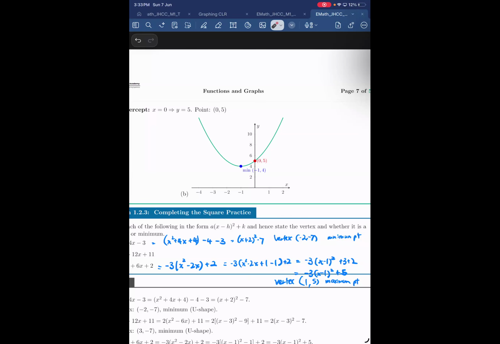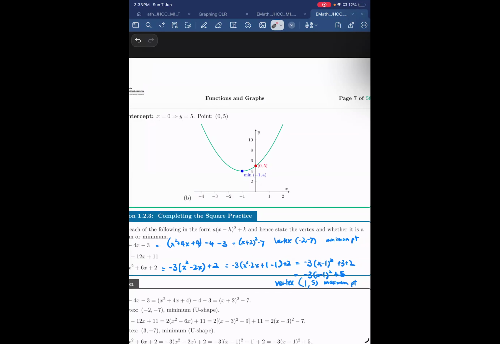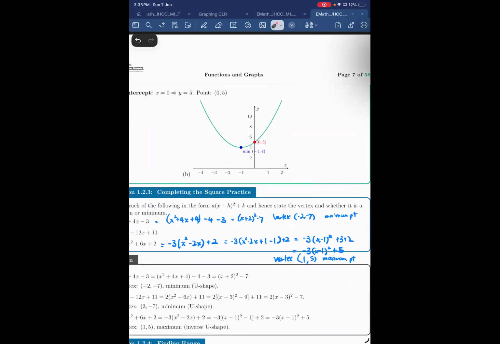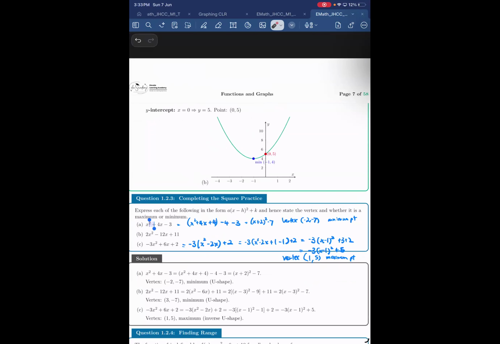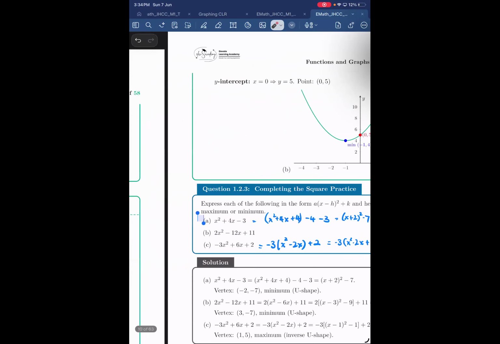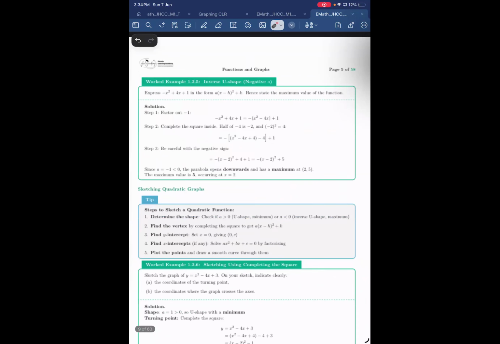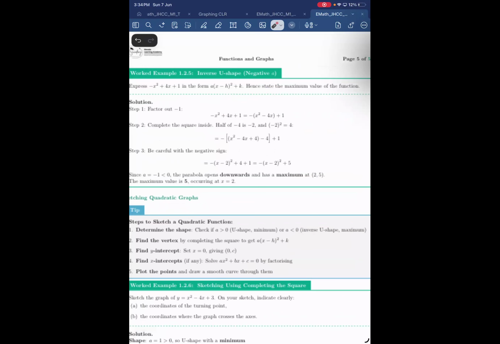And any questions about this? It's very important because the next part is about sketching. If you cannot find the turning point, then it's very hard to sketch graphs. Not possible. So we just did some practice on how to find the turning point.